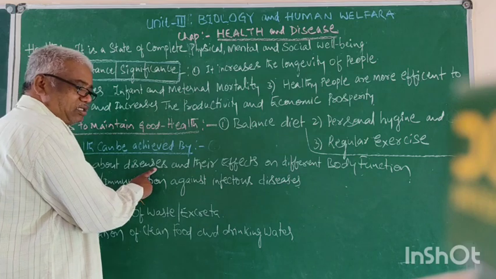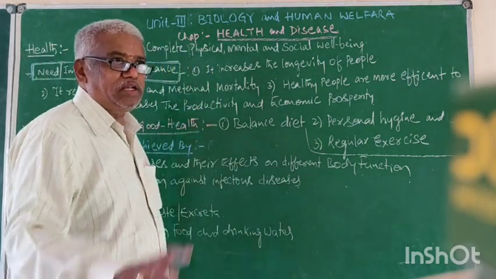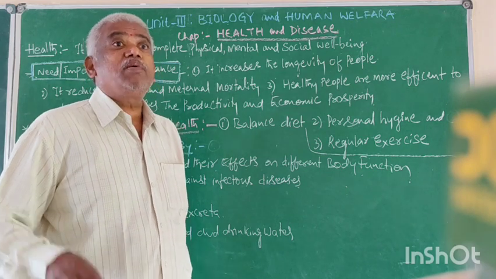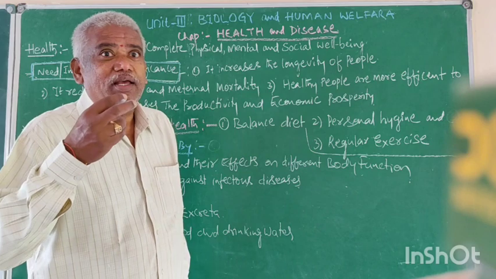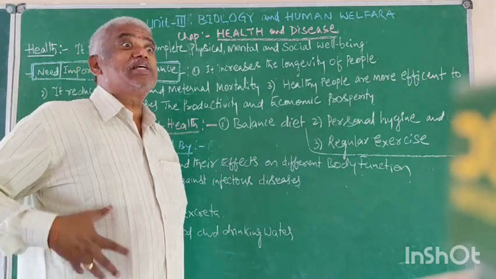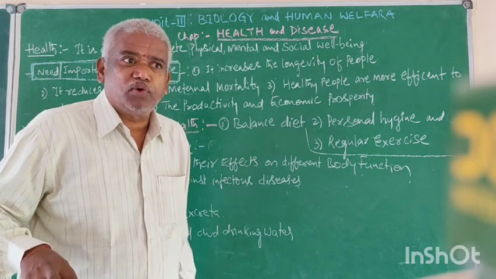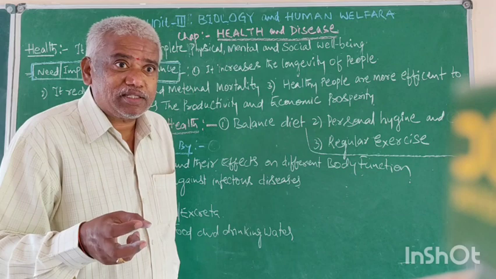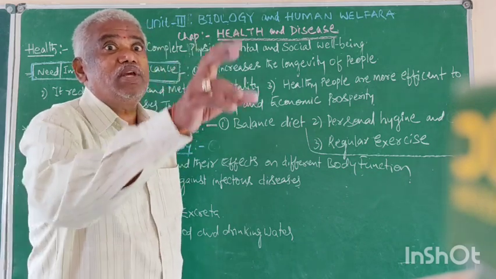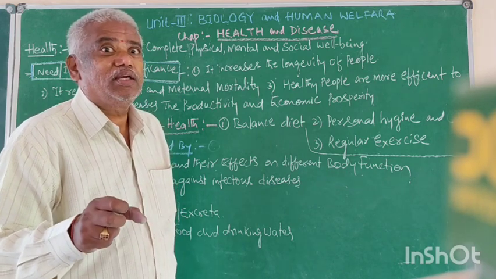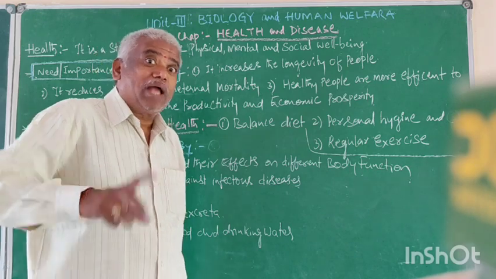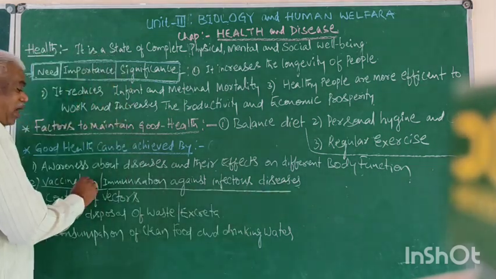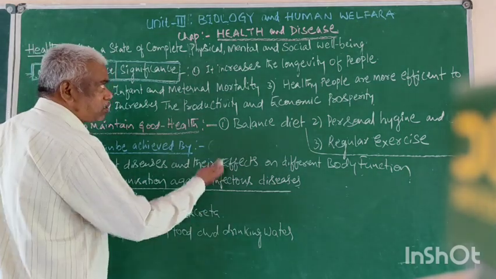Awareness about the disease and its effect on the body. Suppose a disease is malaria. How is malaria transmitted from person to person? Who is the pathogen? If a patient has malaria, which body part is affected? How can you control it? Of course, you are not suffering with malaria, but you should have some basic fundamentals. Awareness must be there about various diseases. That is one of the characteristics needed to achieve good health. Vaccination, immunization against the factors. What is vaccination? What is immunization? We can discuss that in this chapter.